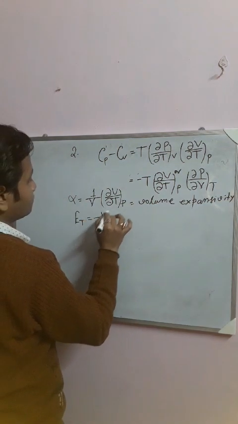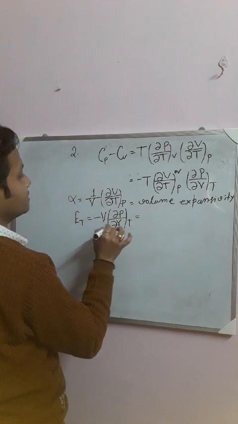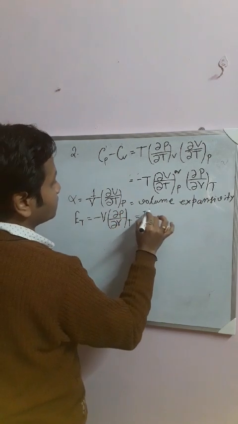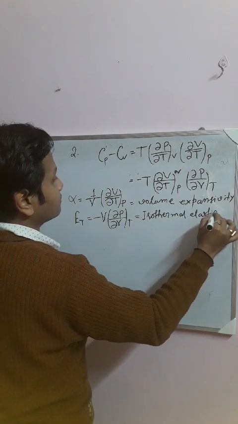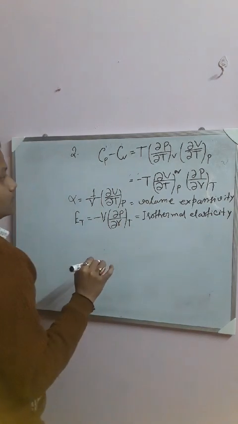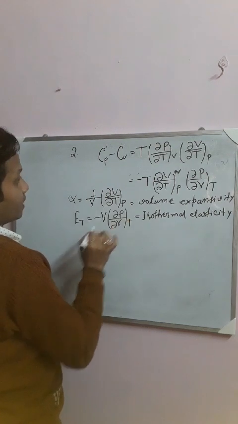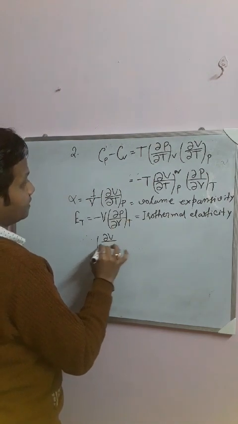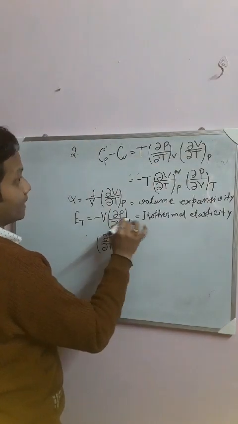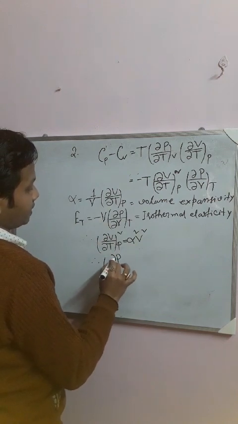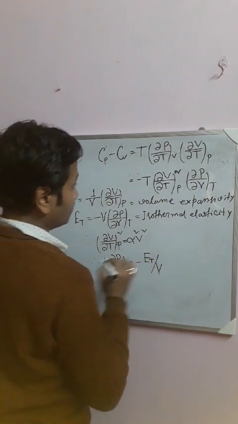Now what is ET? I already told, this is isothermal elasticity. This is the volume stress and this is the volume strain, del V by V. So from here we can write del V del T at constant pressure, squared, as alpha square V square, and del P del V at constant temperature equals minus ET by V.